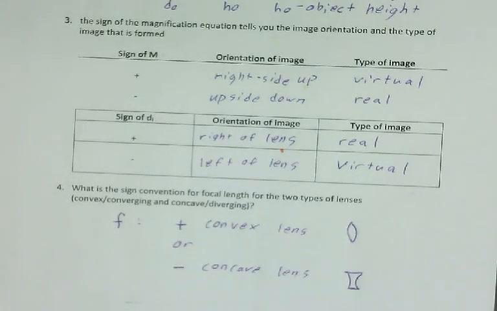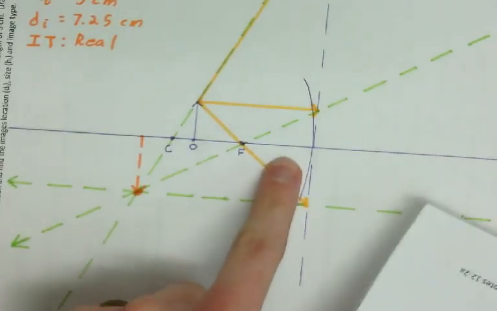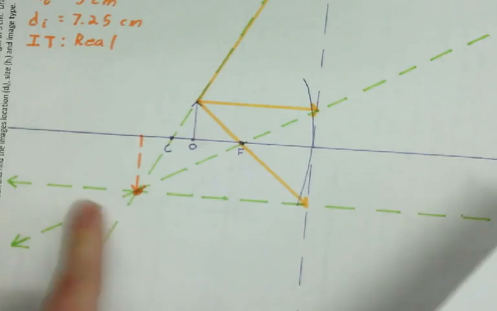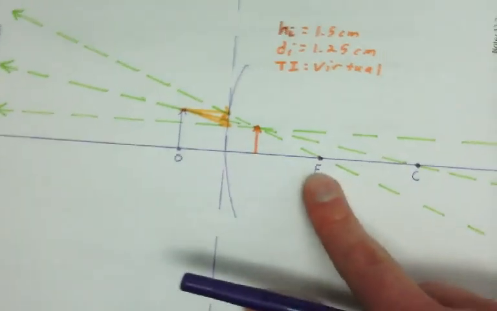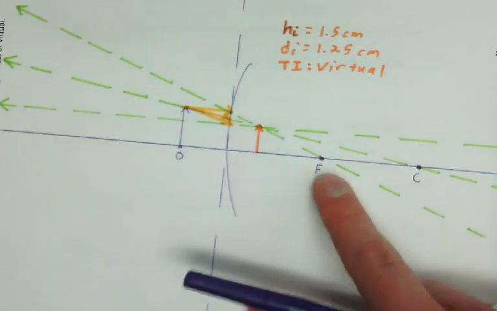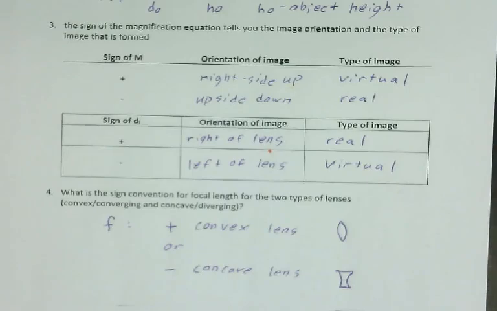Now, if you're wondering on mirrors, it would be the same thing. This one, concave this time, but the ones that make real images have positive focal lengths. The focal length that's on the opposite side of the mirror, that one's virtual. This would be a negative focal length. Okay, so it works the same way with those.